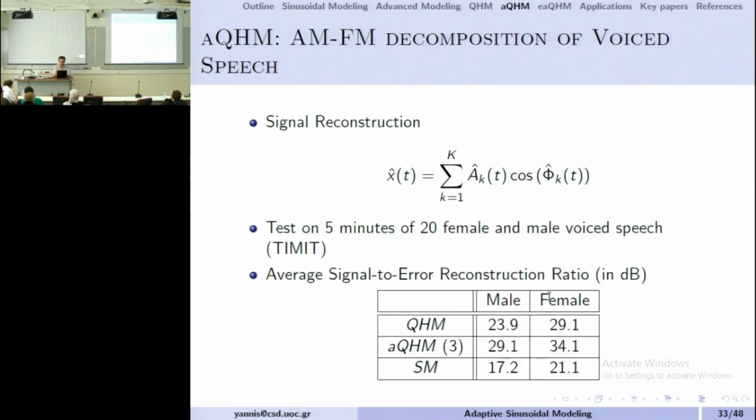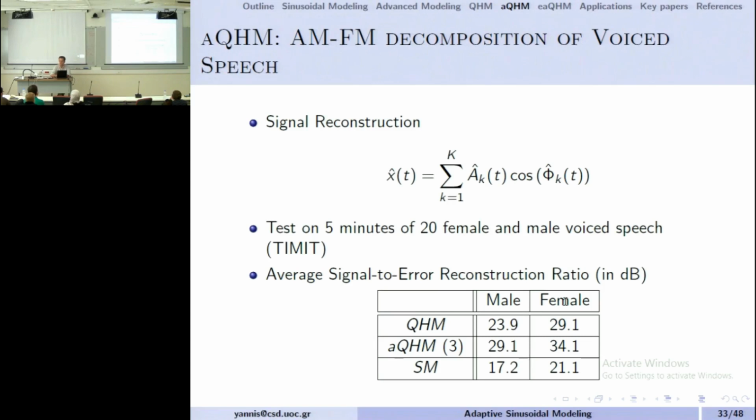Now, we have also done tests on signal reconstruction using AM/FM, so that means we now estimate the instantaneous amplitudes and the instantaneous phases, and we test it on real speech, on 5 minutes of 20 female and male voice speech from the TIMIT database. And here is the average signal to reconstruction error ratio that I mentioned before. The sinusoidal model has 17 for male voice, 21 for female.